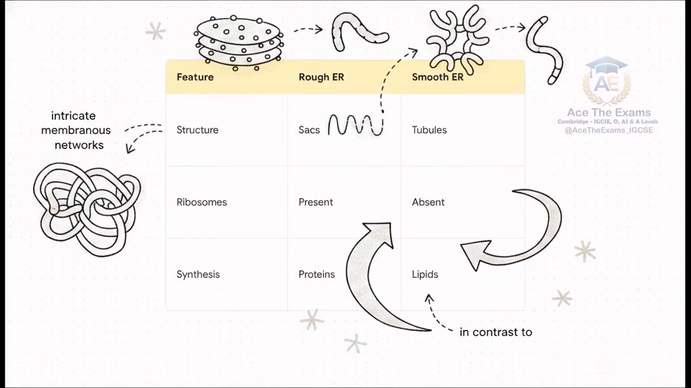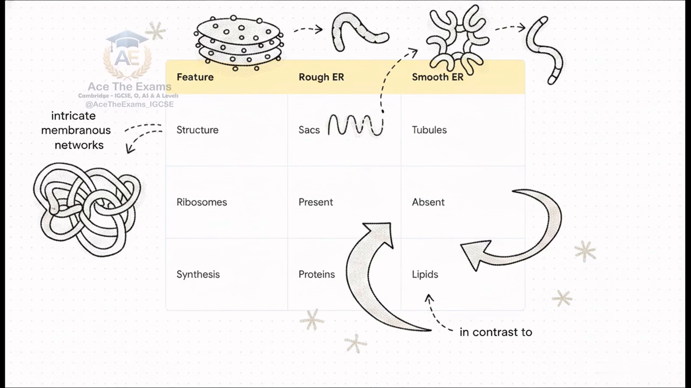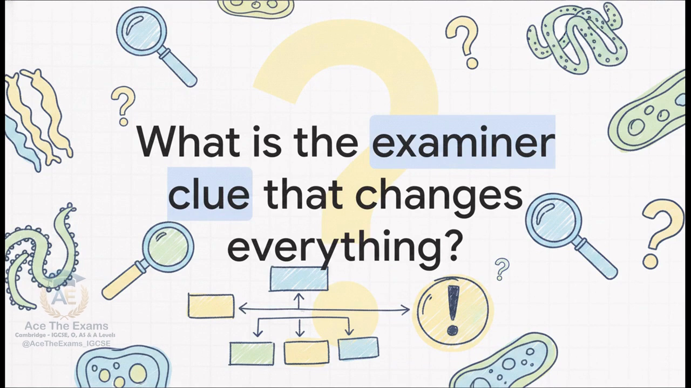And this brilliantly illustrates how we need to structure a comparative analysis. To get top marks, we can't just list facts in isolation, right? We must identify similarities, like the fact they are both intricate membranous networks, and we have to highlight the differences, like ribosomes being present versus absent, or protein versus lipid synthesis. You absolutely need to use comparative connectives like whereas or in contrast to, and back them all up with real evidence. So, what is the hidden examiner clue that changes your answer completely? I'll show you in just a second, but first you really need the framework that makes that clue totally obvious.